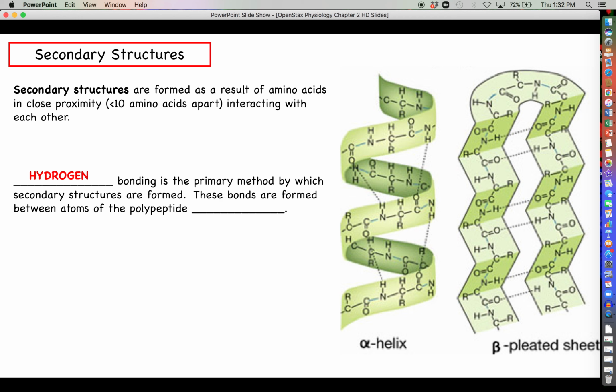Hydrogen bonding is the major force behind the formation of secondary structures. So hydrogen bonding isn't just for water, and it's not just for DNA molecules. Hydrogen bonding is very important for holding proteins together and getting them to fold correctly. These bonds are actually formed specifically between the atoms of the polypeptide backbone. If you look at the R groups here, you can see that the R groups really are not participating in any of these stabilizing hydrogen bonds. The R groups will come into focus next time when we start talking about tertiary structures, but for secondary structures, hydrogen bonding is the name of the game.